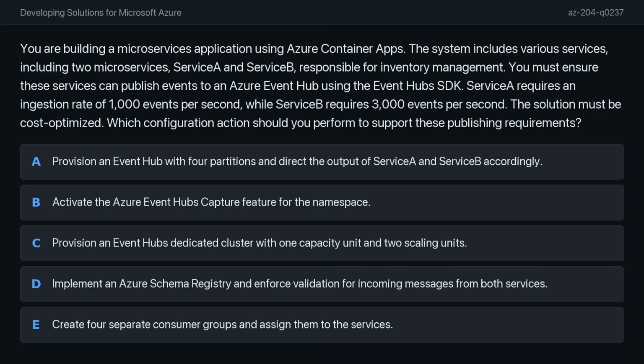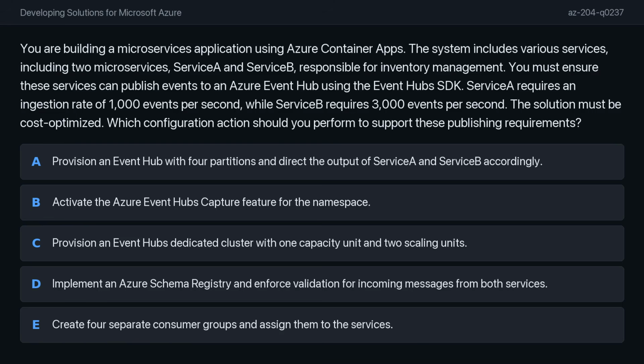You are building a microservices application using Azure Container Apps. The system includes various services, including two microservices, ServiceA and ServiceB, responsible for inventory management. You must ensure these services can publish events to an Azure Event Hub using the Event Hubs SDK. ServiceA requires an ingestion rate of 1,000 events per second, while ServiceB requires 3,000 events per second. The solution must be cost-optimized.